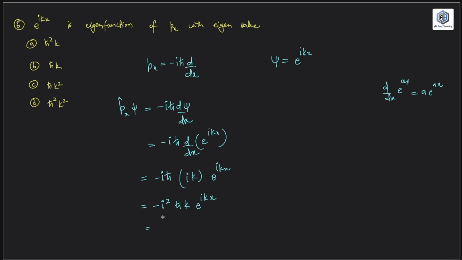You will see that i square is minus 1, which will remove this minus sign, so it will remain h cross k e to the power ikx, which is h cross k psi. So when you operate px on psi, you got h cross k psi. That means h cross k is the eigenvalue, and option B is correct. That's how you do the eigenvalue equation.